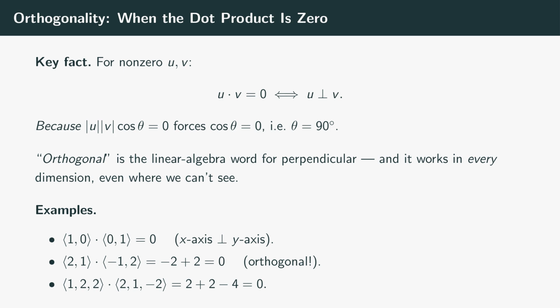In linear algebra, we use the word orthogonal for perpendicular, and the beauty is that this test costs nothing but a few multiplications and an addition. It works in any dimension, including spaces too high to picture. A few examples. (1, 0) dotted with (0, 1) is 0, the x-axis is perpendicular to the y-axis, as it should be. Less obviously, the vector (2, 1) dotted with the vector (-1, 2) gives -2 plus 2, which is 0. Those two are orthogonal even though it isn't visually obvious. And in 3 dimensions, (1, 2, 2) dotted with (2, 1, -2) gives 2 plus 2 minus 4, which is 0. The dot product turns geometry into a single arithmetic check.